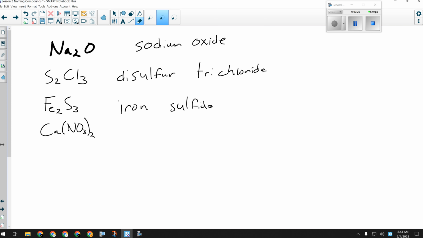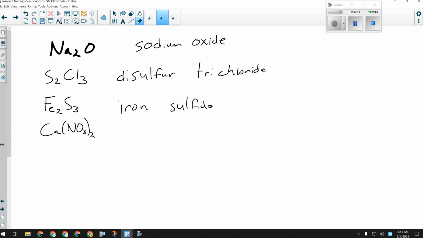Okay, just as a quick review, how do I know I need a Roman numeral? I go over to the periodic table and I see that iron has more than one possible charge. Okay? If the metal you're looking at looks like any of these boxes along here with more than one number there, then it's going to need a Roman numeral.